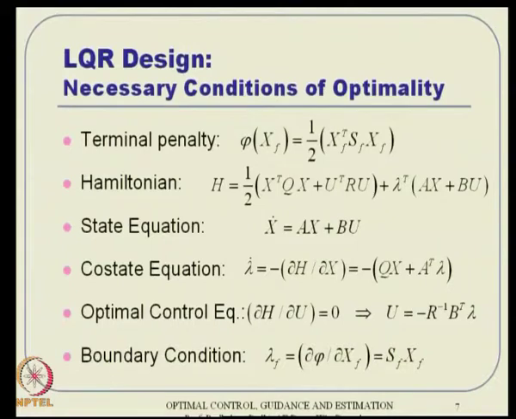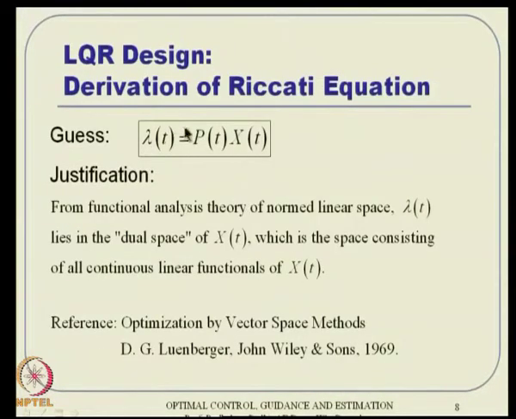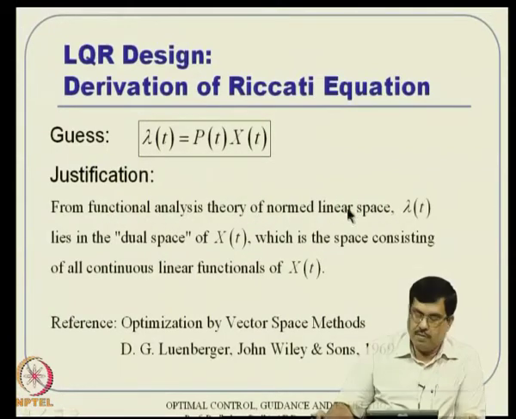There also, if you think a little bit, this LQR problem has a unique solution. And so, if you are able to assume something like this, lambda of t equal to P(t) times x(t), and finally get a solution, then that has to be the only solution, because it has the uniqueness property actually. But even going a little further, it has been formally proven from functional analysis theory, of non-linear space and all that, that lambda of t acts in the dual space of x actually. And hence, it has to be a linear functional of that.